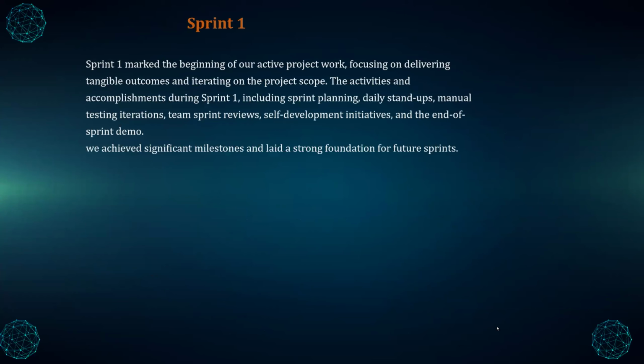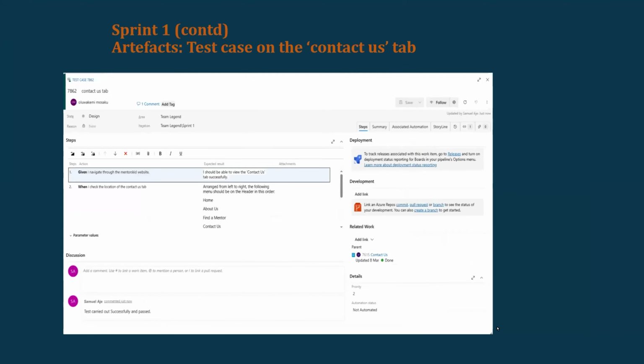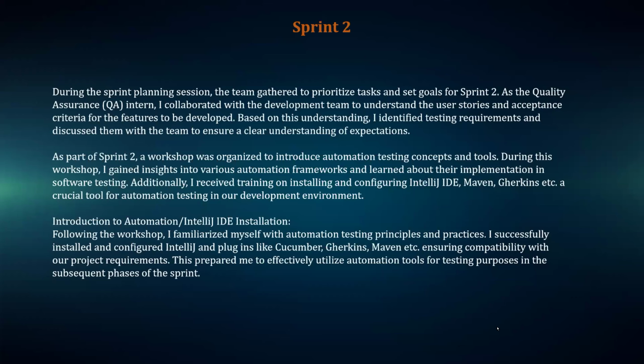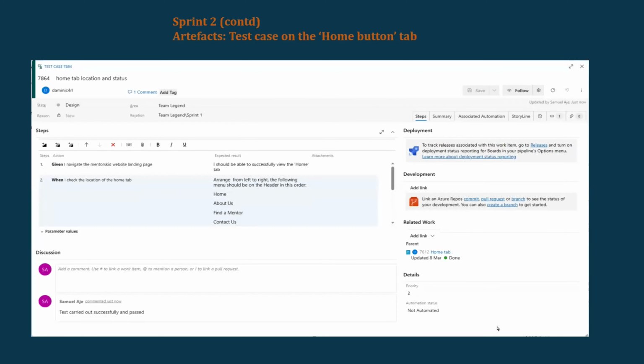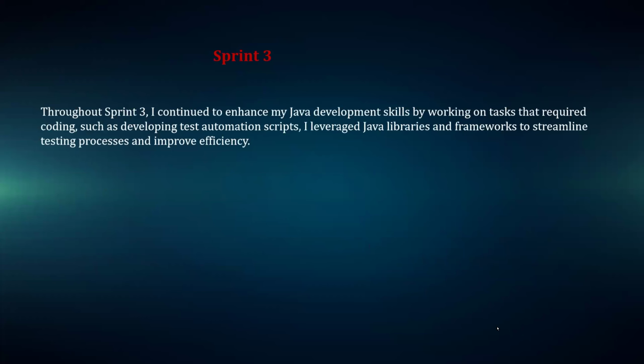In sprint 1, this is the test case I wrote on the website logo. This is also the test case on the contact us tab. This is also the test case on the landing page. In sprint 2, there is also the continuation. So this is the test case on the home button and on the privacy policy.